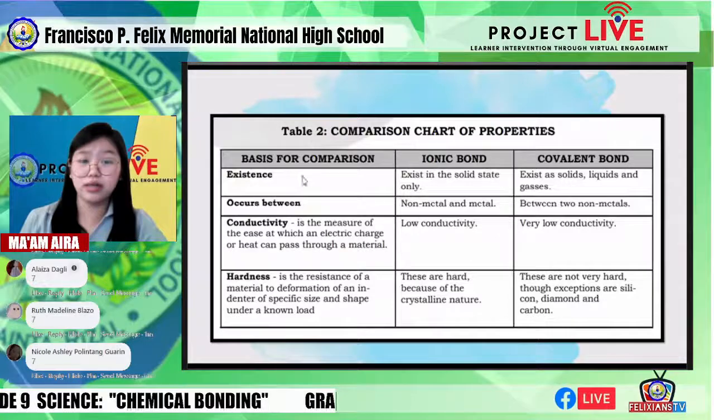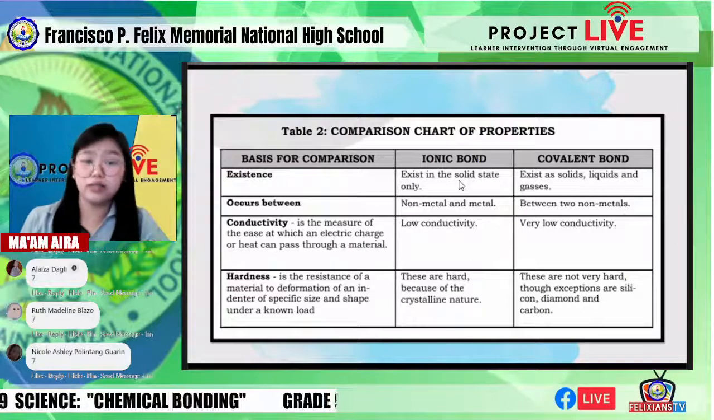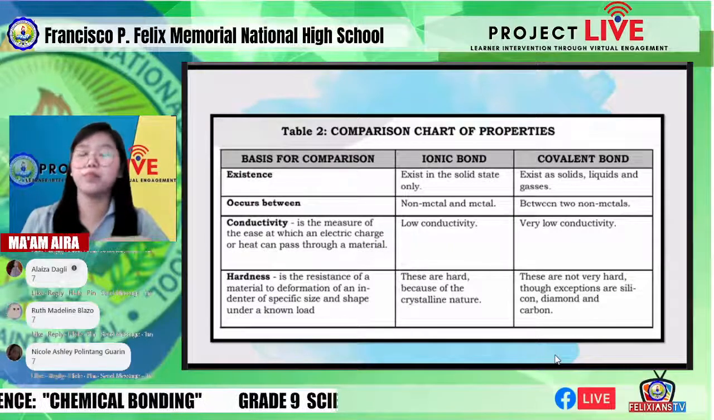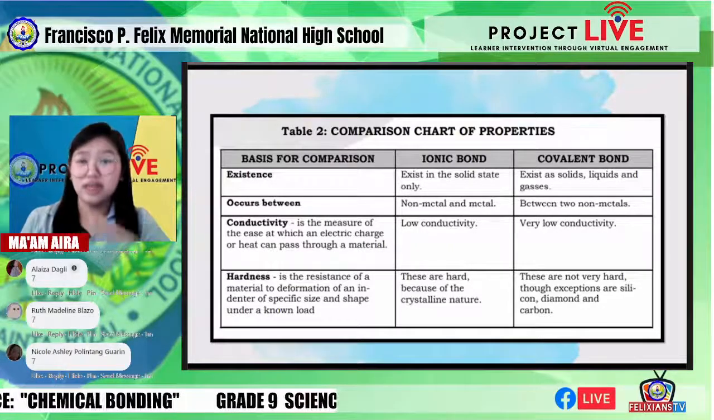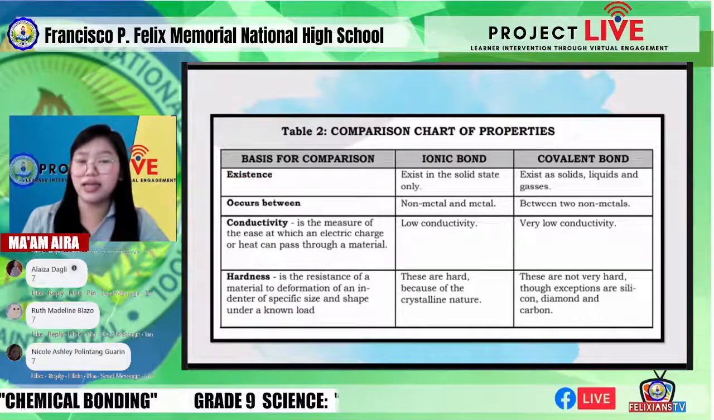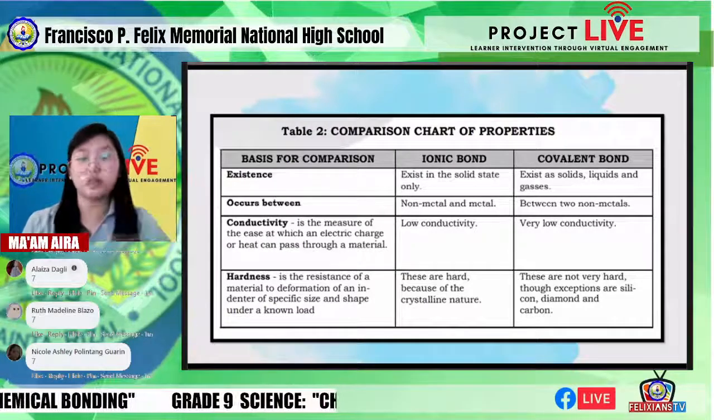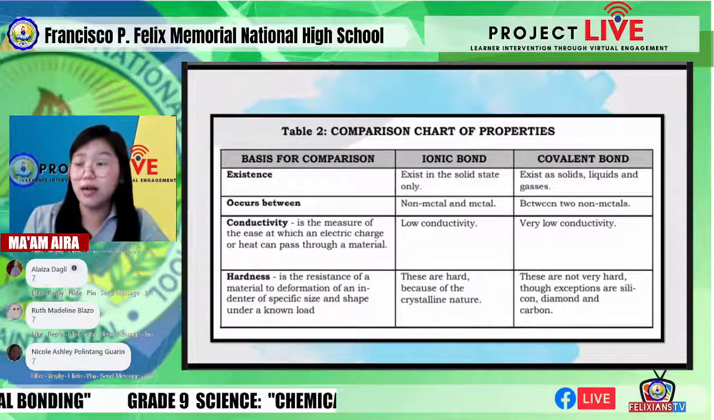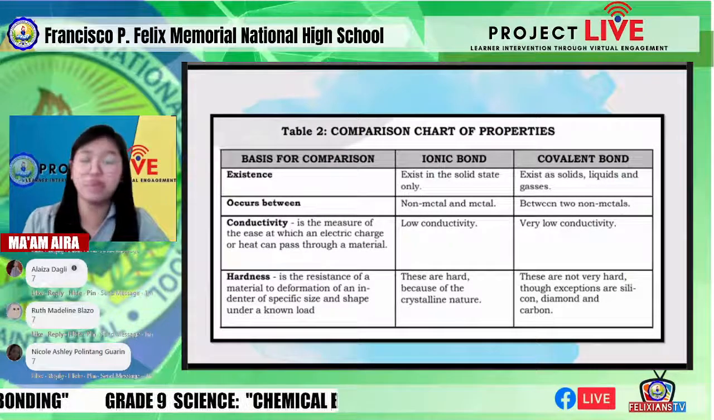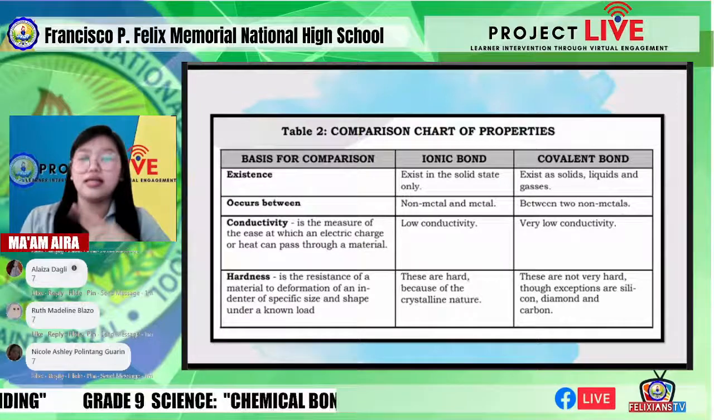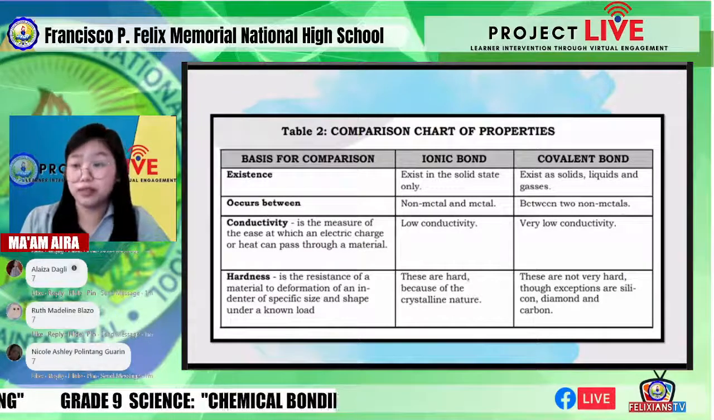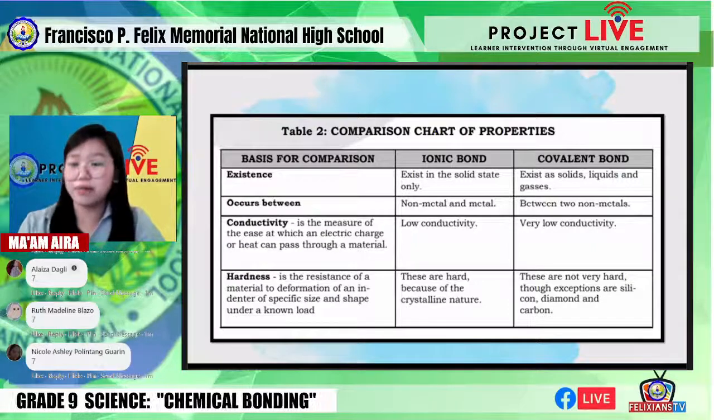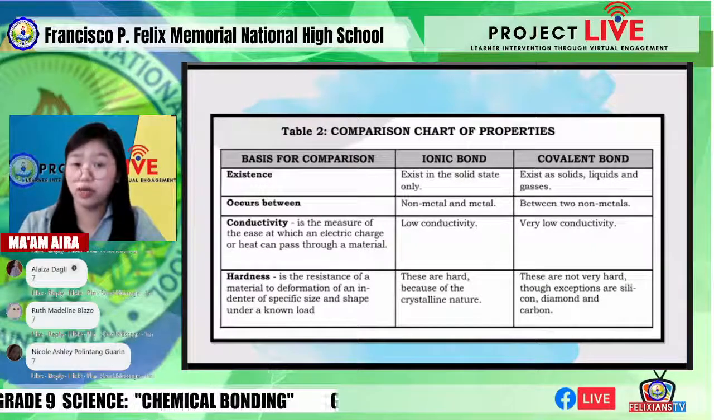We have number 1, existence. Ionic bond exists in solid state only. Lagi lang siyang, napuproduce niya is solid. That's why, ang example natin kanina dyan ay salt and yung mga additives na ginagamit natin for preservation. So, most of them are solid. Next is for the covalent bond. For the covalent bond, they can exist in all types of matter, solid, liquid, and gas.